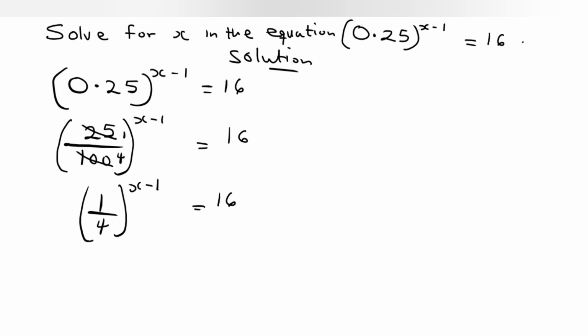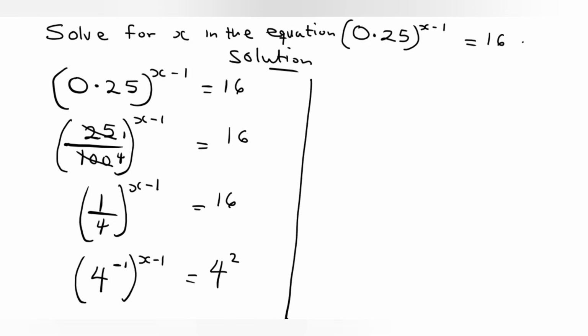So this 1 over 4 could also be written as 4 raised to power minus 1. That's the negative power law that I applied here. So close the bracket, everything raised to power x minus 1. The right hand side of this equation, this 16, could also be written because it's a multiple of 4. So I can write it as 4 raised to power 2. 4 raised to power 2 will give us 16. So let's continue the solution here. So I have 4 raised to power.